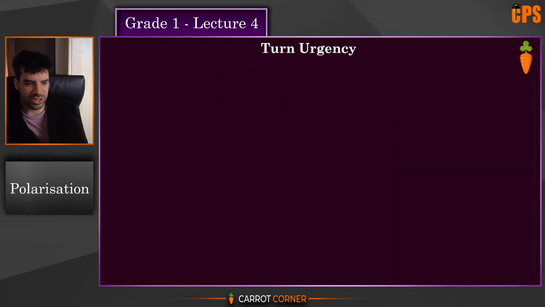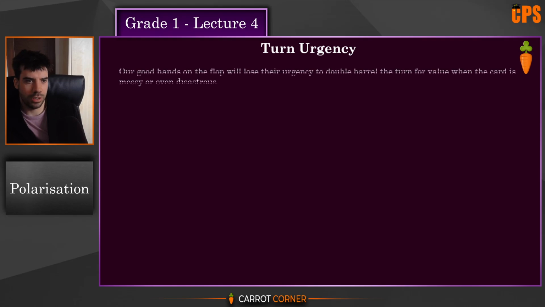And what we'd see in that situation is that villain would have way less flushes and we could value bet more thinly. Okay, let's talk about urgency on the turn. So urgency again is basically how quickly our hand craves putting money into the pot immediately and how much money it wants to invest now.